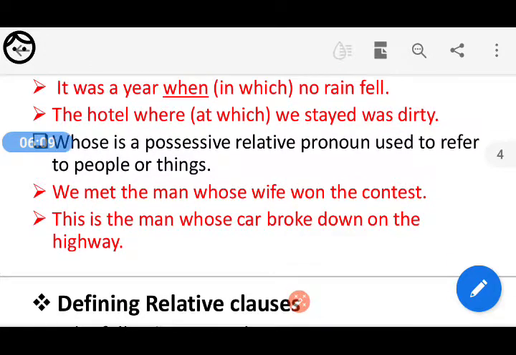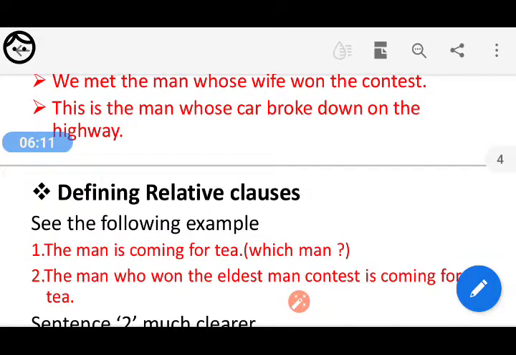So this was something about relative pronouns. Now let us see the defining relative clauses and non-defining relative clauses.